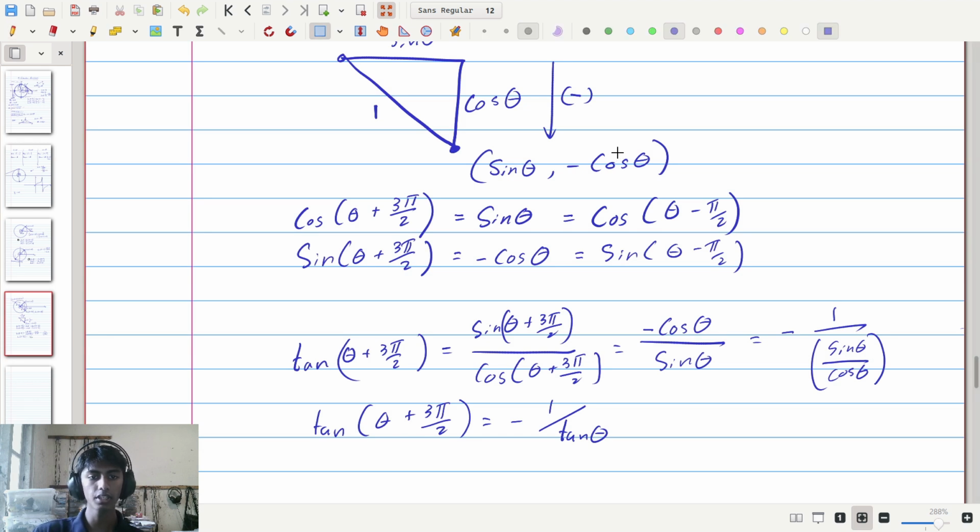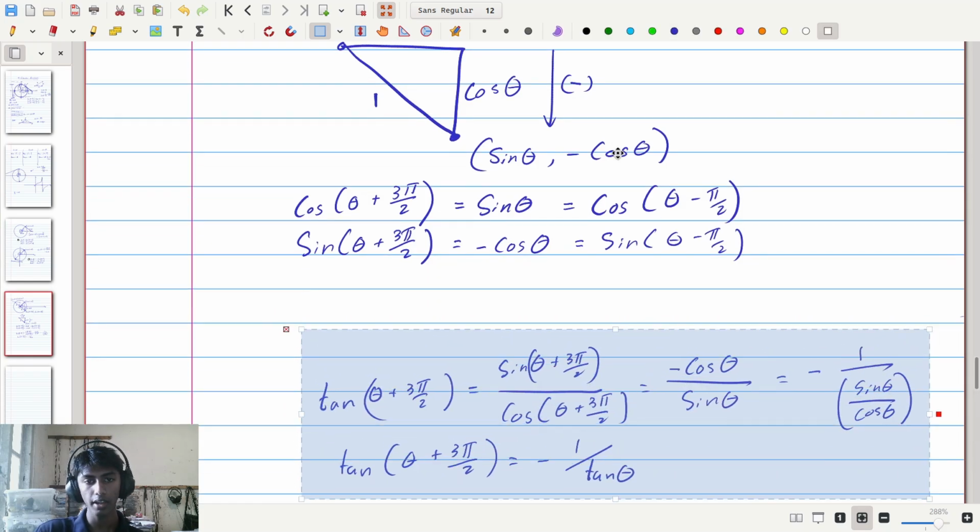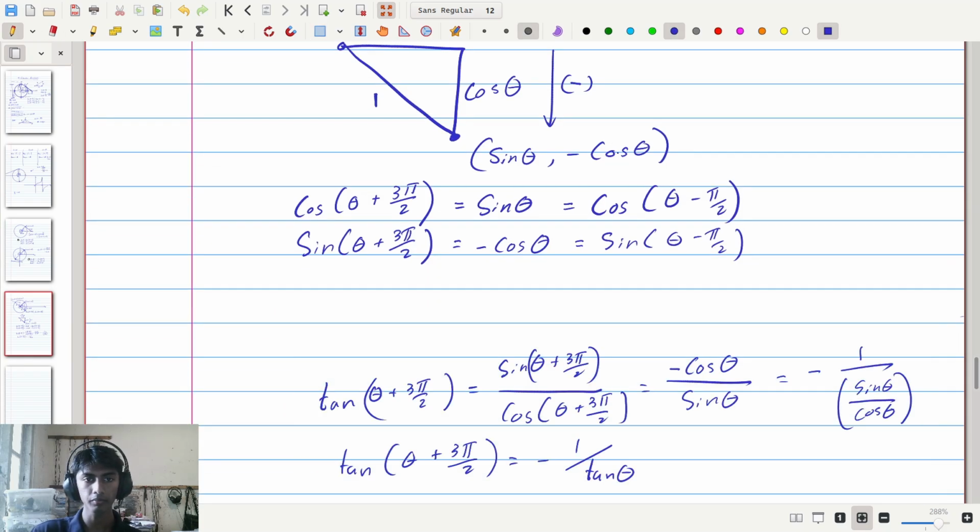I'm going to move this scratch work away a little bit to make room for our actual conclusion. Our actual conclusion here is that tan theta plus 3 pi by 2 is equal to negative 1 over tan theta. An interesting conclusion, and that will do us for this third point, this third repetitive symmetry, which I will label with a star.